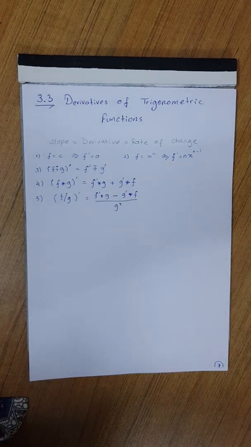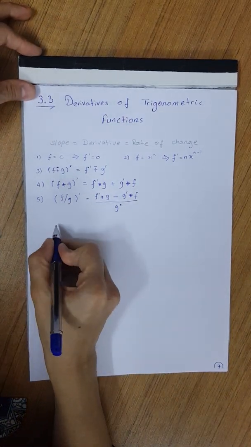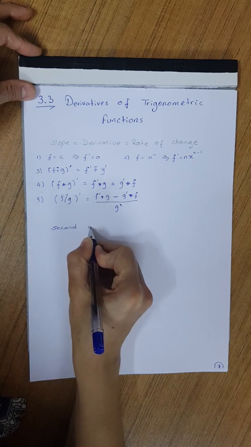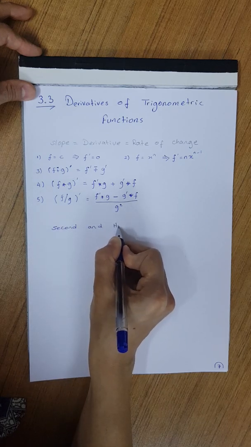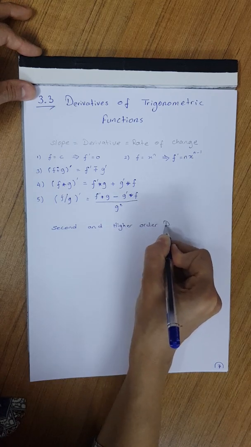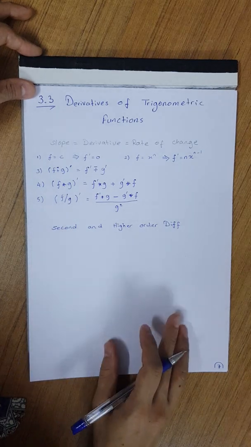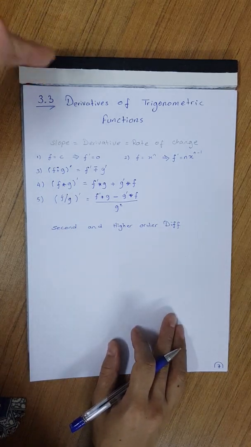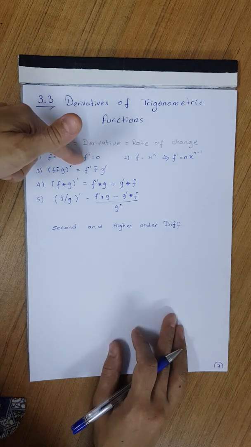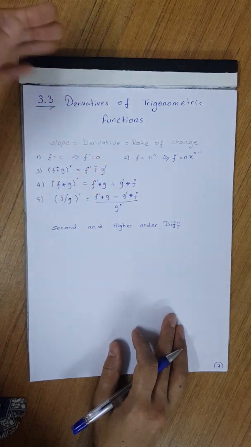We also had higher order differentiation. In higher order differentiation, we had second and higher order differentiation. When we were talking about second and higher order differentiation, it was again the same differentiation, but instead of taking the derivative of the function one time, we were taking the derivative of the function two times or higher.